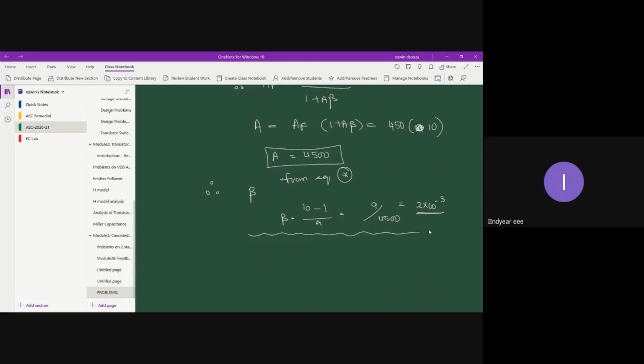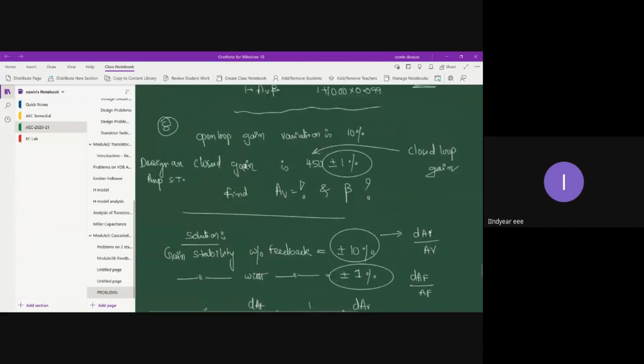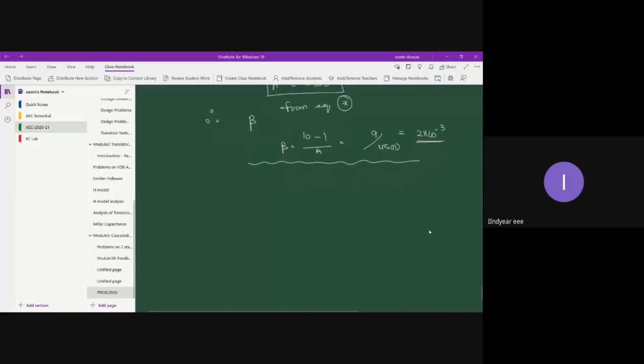So that is it about the feedback amplifier. I have solved about 8 problems, so please go through these problems. And the final topic is practical feedback amplifier circuits.